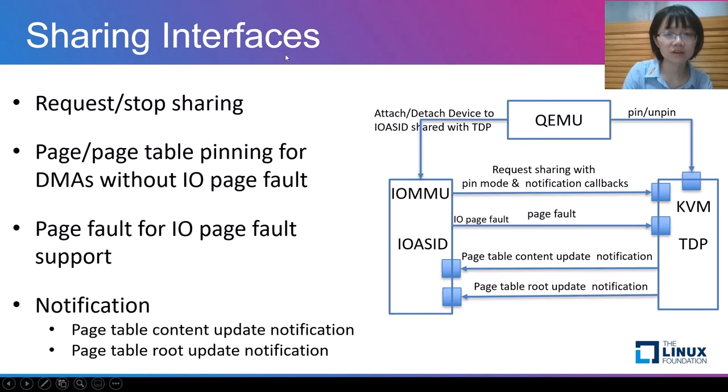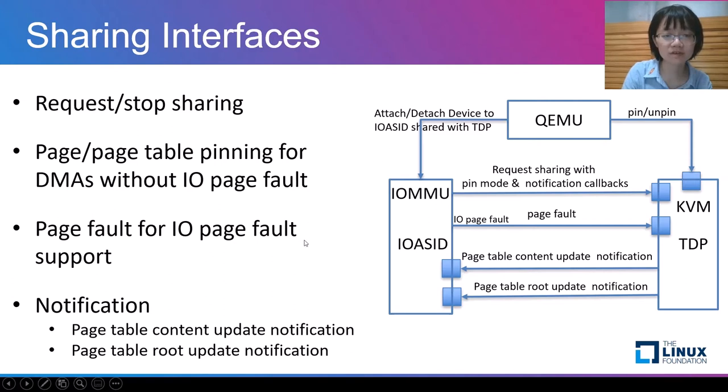These are the interfaces required for sharing. After QEMU attaches the device to the IOASID, which is shared from TDP, the IOMMU side needs to first call the request sharing interface to KVM. It needs to specify whether PIN is required and register its notification callback. And there should also be PIN and unPIN interfaces when the DMA is without IO page fault support. We'll discuss this interface later.